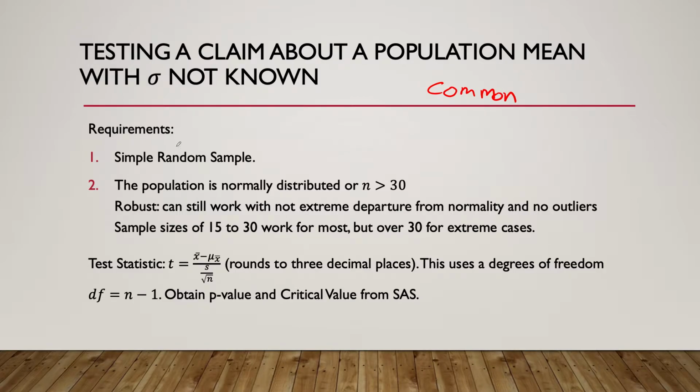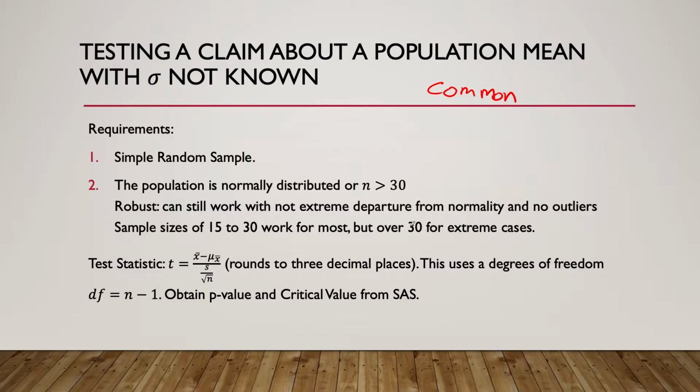So the requirement of this is that it's a simple random sample and the population is normally distributed or the sample size is greater than 30. Since this utilizes the t-statistic that we've seen before with the confidence interval, this is a robust process. It could still work with not extreme departure from normality and no outliers. Sample sizes of 15 to 30 will still work for most data sets, but over 30 for the extreme cases like a skewed right or skewed left distribution.